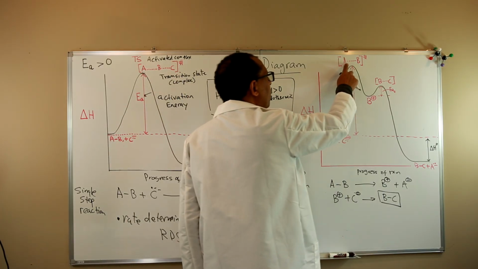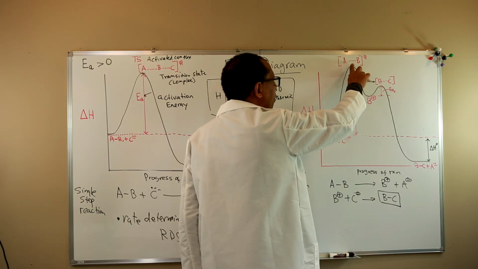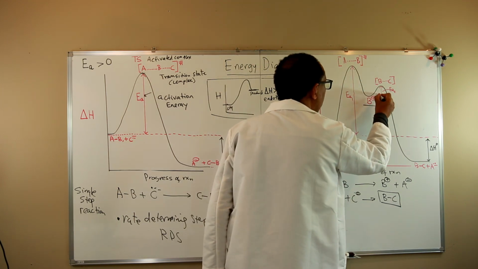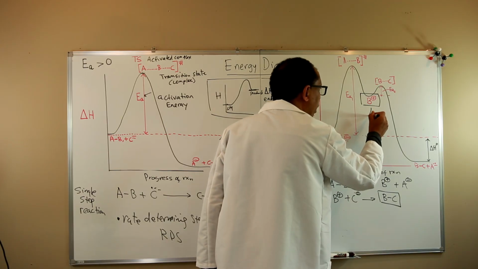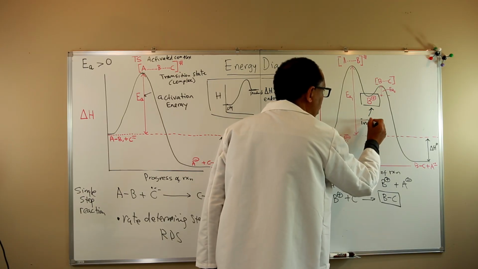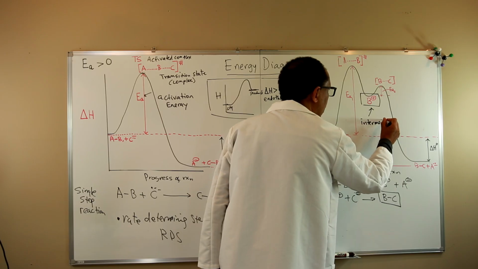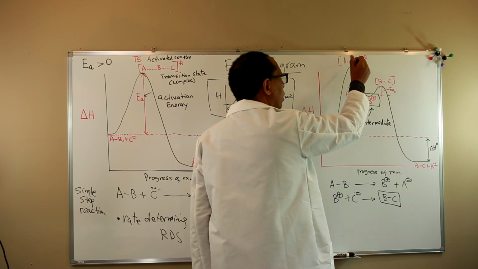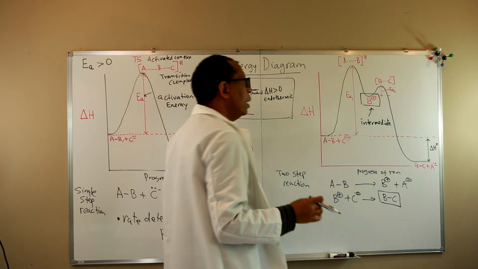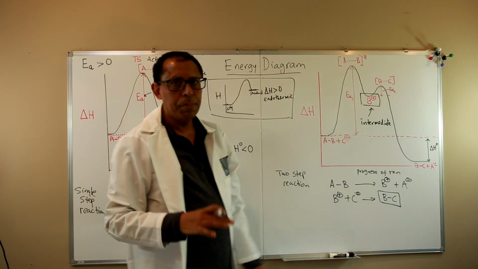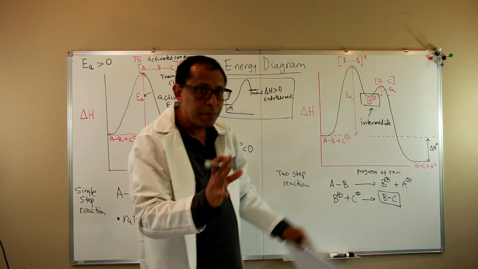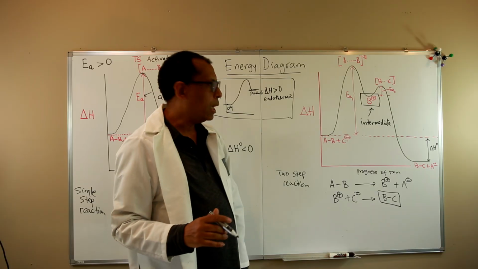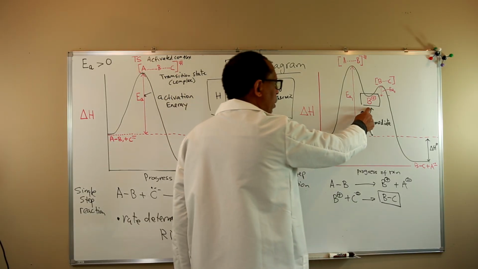So now AB is about to break. Once it breaks, it forms this species. So that we call an intermediate. Intermediate. Highly unstable, but relatively more stable than the transition state complex. The transition state complex breaks down to give you a relatively stable intermediate until it gets reacted by C. So that is an intermediate.